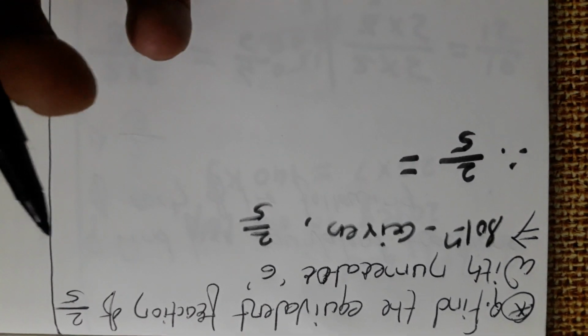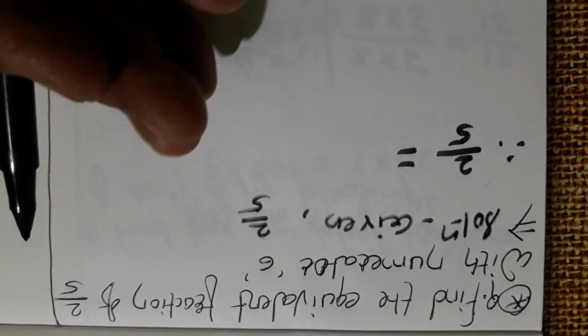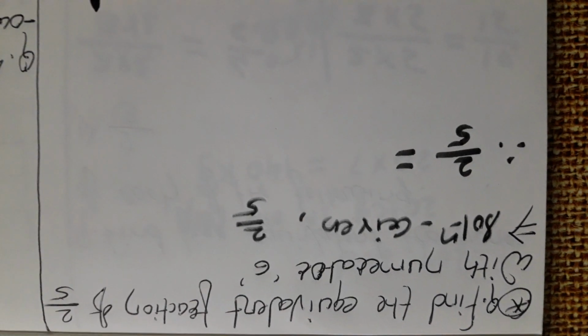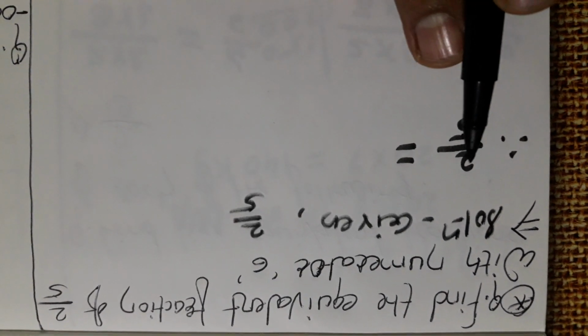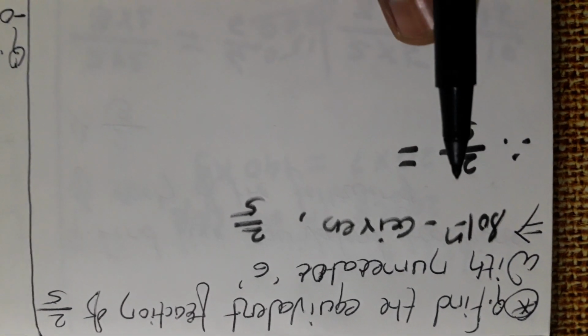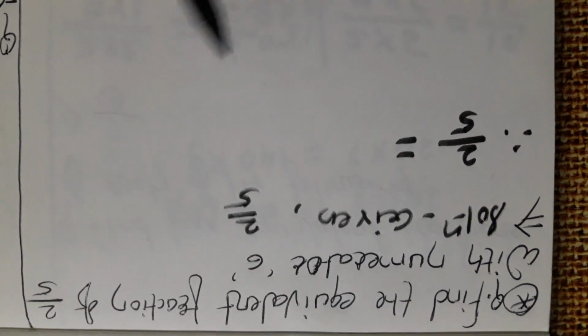See the table of 2. 2 1s are 2, 2 2s are 4, 2 3s are 6. Try to understand what I am saying. Means when I multiply this 2 by 3, I will get the numerator as 6.